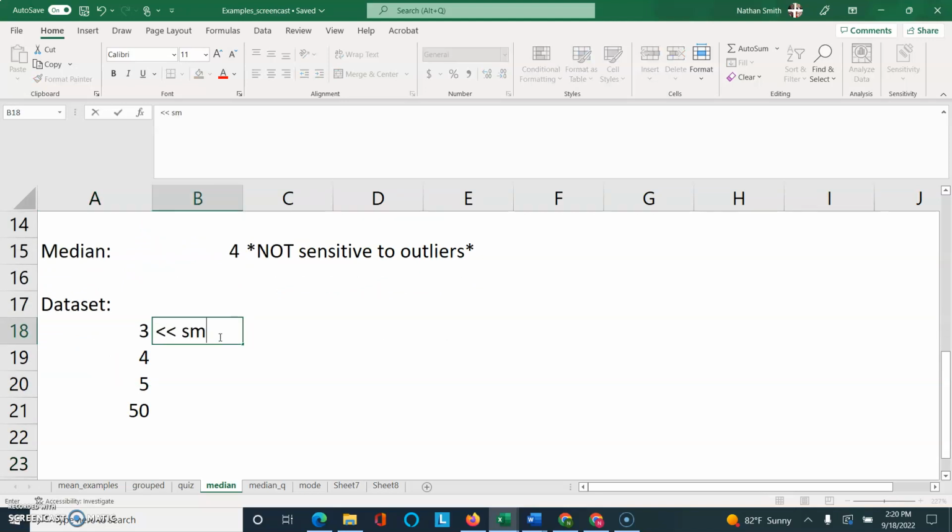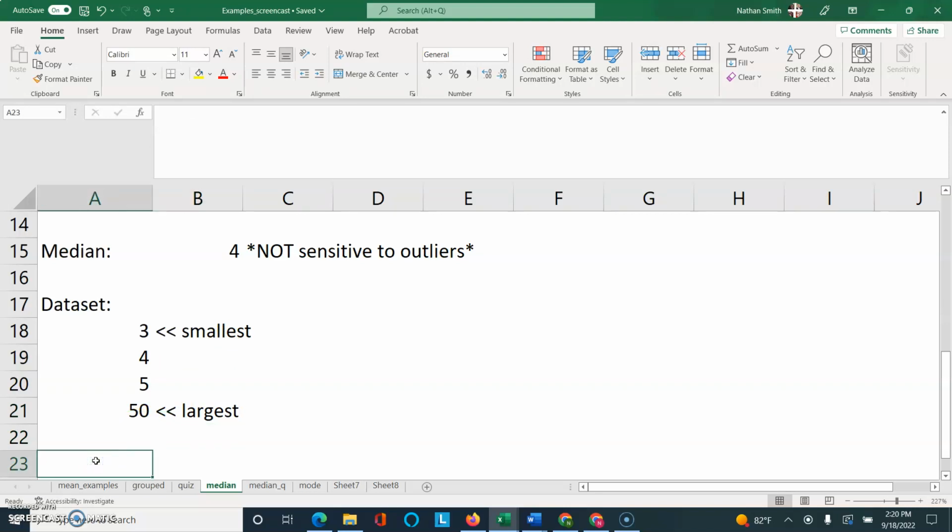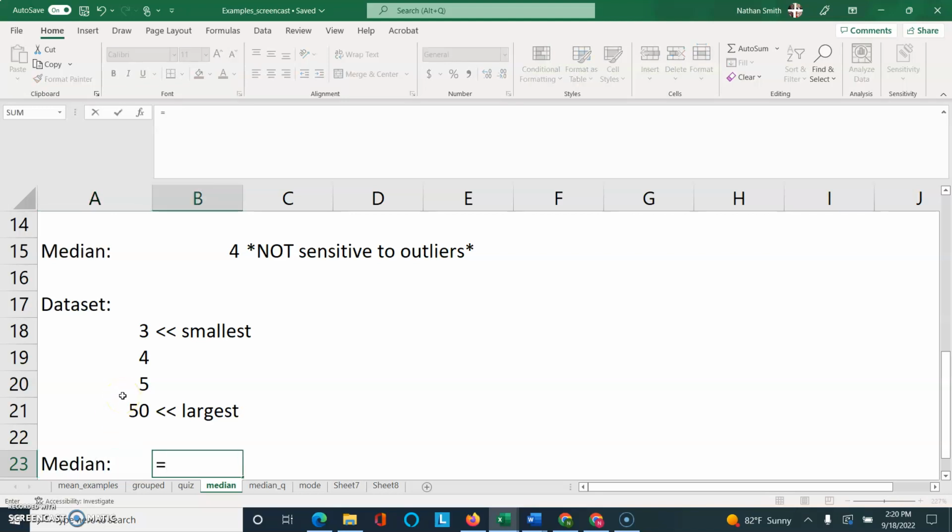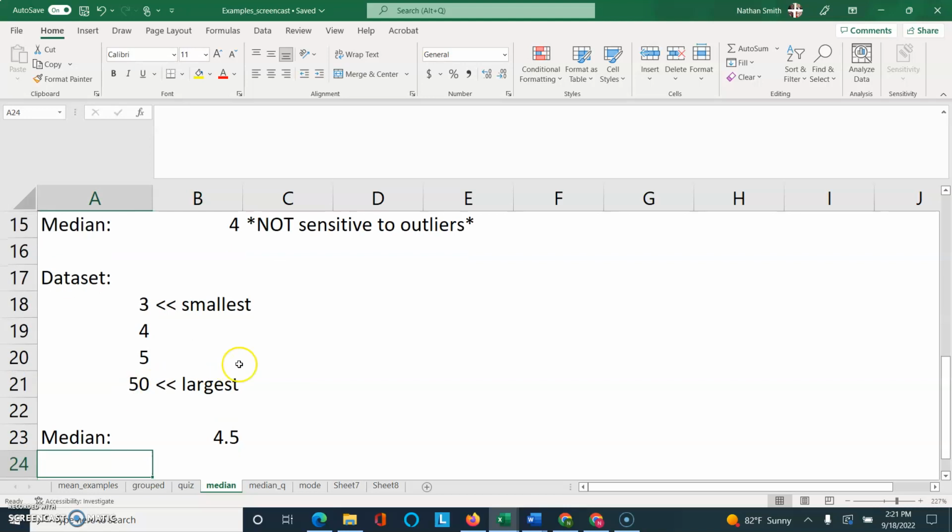Okay, so once again, this is the smallest value, 3. Largest value is 50. And now I've got these two candidate numbers. Typically, what you do in that scenario is you simply take the average or the midpoint of those two numbers in the middle. Okay, so if I took an average of 4 and 5, I'm going to get 4.5. That's usually the most common way that we come up with the median when you have an even number of values.